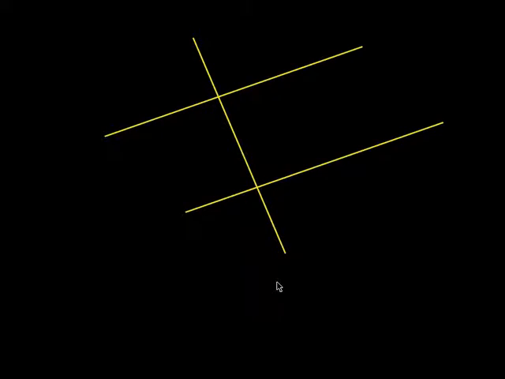You recognize this situation? Is it parallel lines? No. You should put... So look at this.